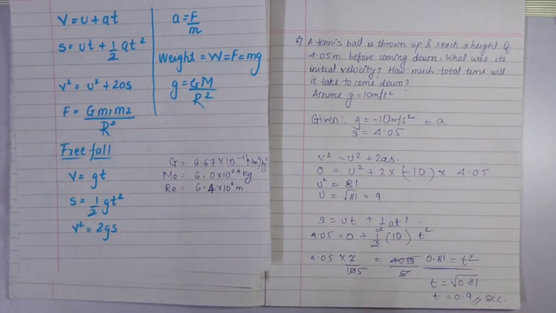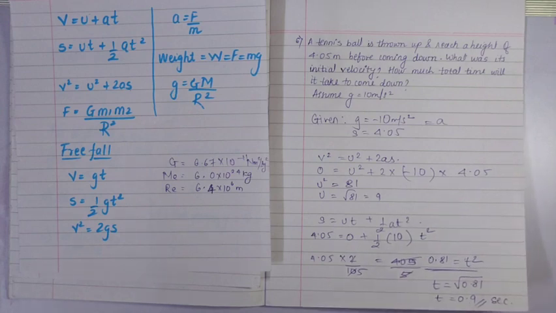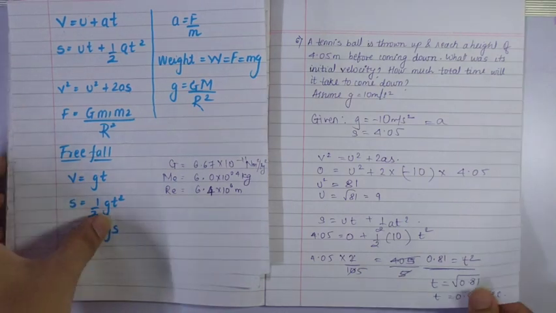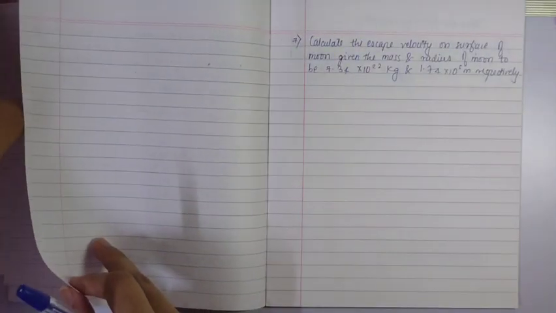Remember when to use g as minus 10 and when to use g as plus 10. When it is down to up, g is always minus 10. Up to down, g is normal 10. Okay. Now let's move to the next sum.